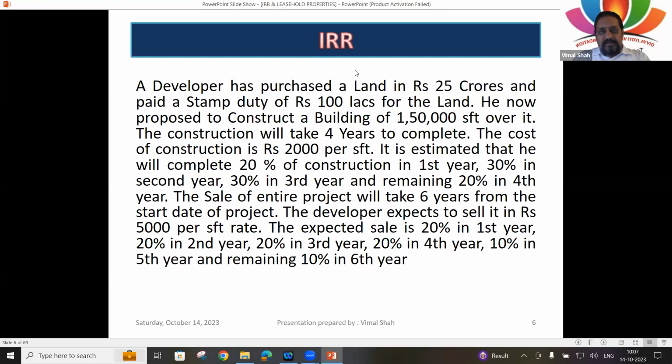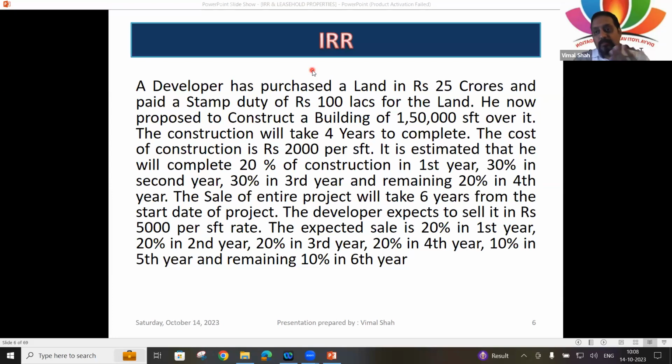Say, let's take one very simple example. A developer had purchased a land for 25 crore rupees and paid a stamp duty of 1 crore rupees for the land. He now proposes to construct a building of 1,50,000 square feet over it. This construction takes 4 years to complete. The cost of construction is say 2,000 rupees per square feet. It is estimated that he will complete 20% of the construction in the first year, 30% in the second year, 30% in the third year, and the remaining 20% in the fourth year.